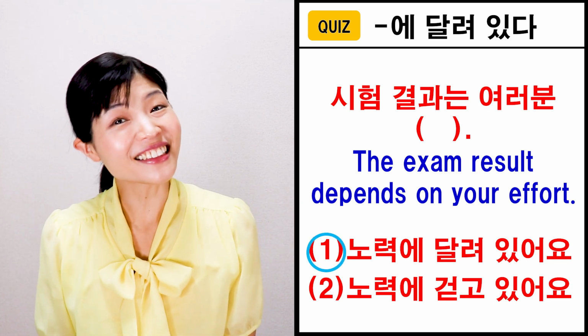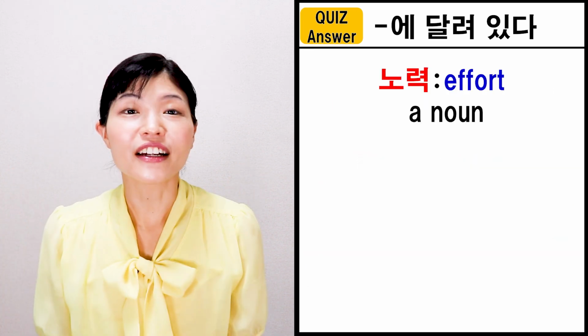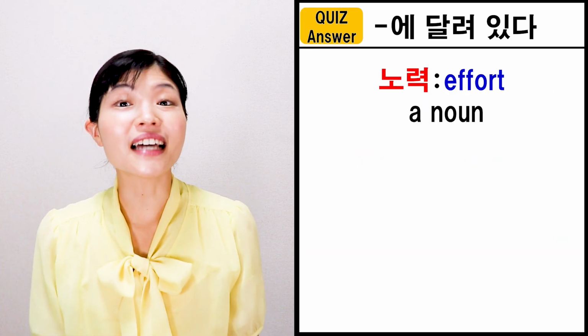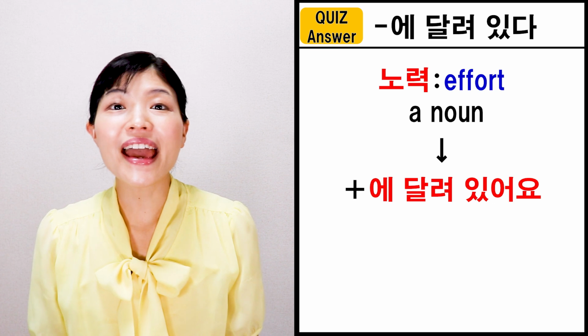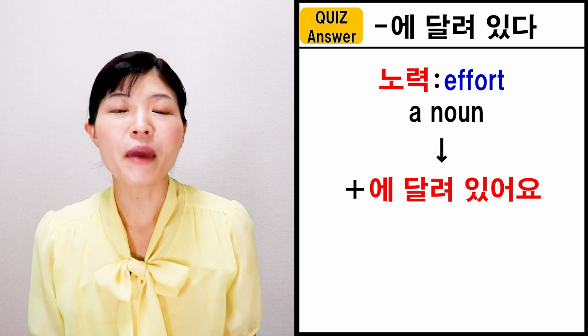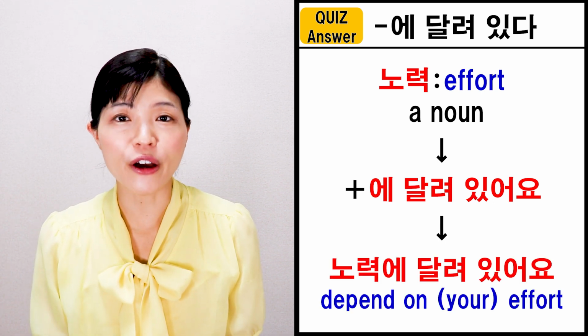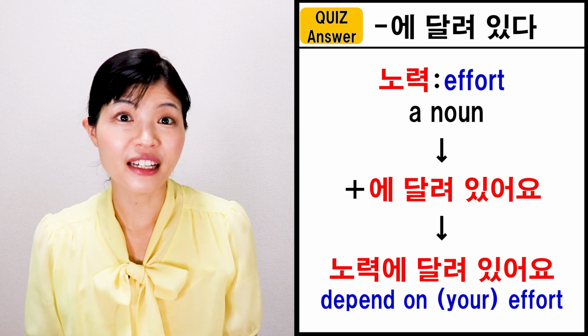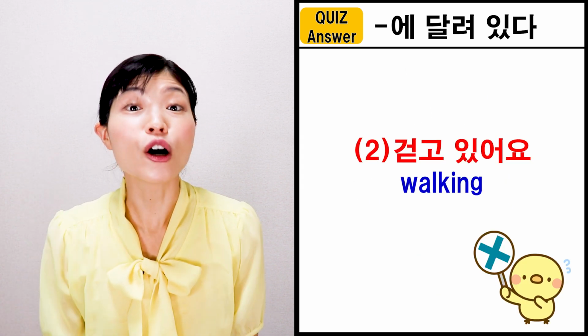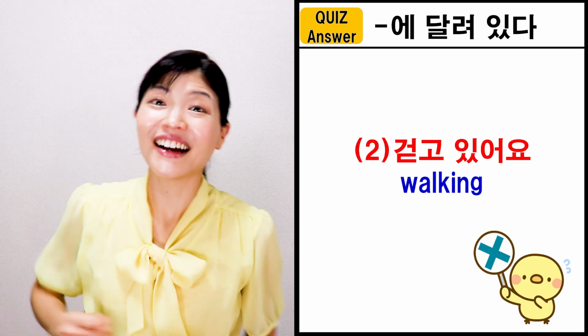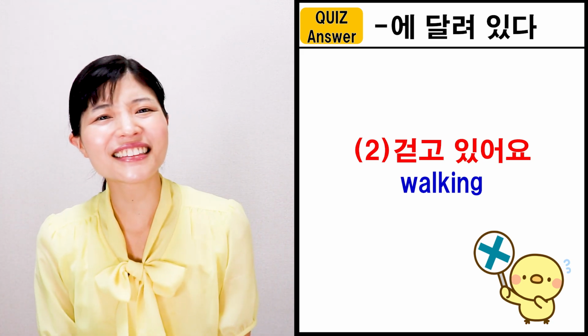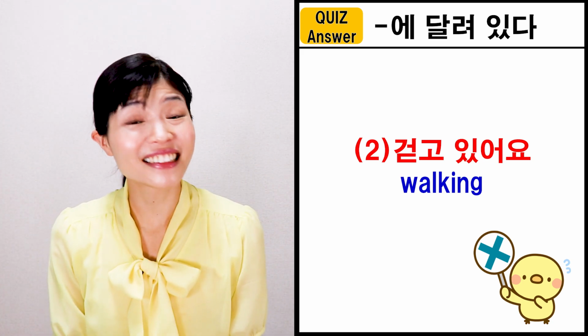Did you get it right? I hope you did. Here, 노력, effort, is a noun. So you add 에 달려 있어요 to make 노력에 달려 있어요. Depend on your effort. Number 2 is wrong because 걷고 있어요 means walking. It is not what you want to say, is it?